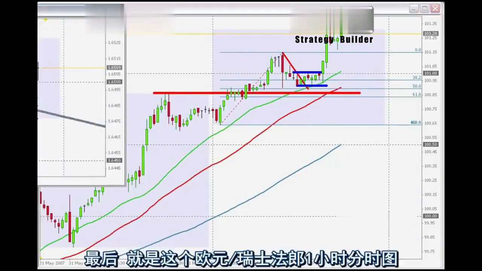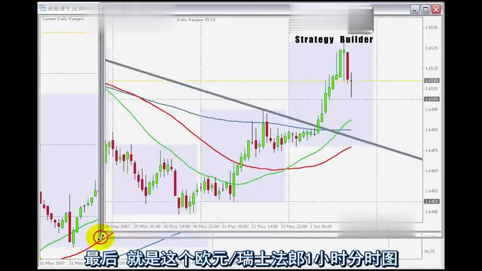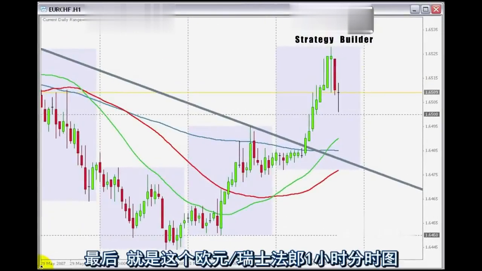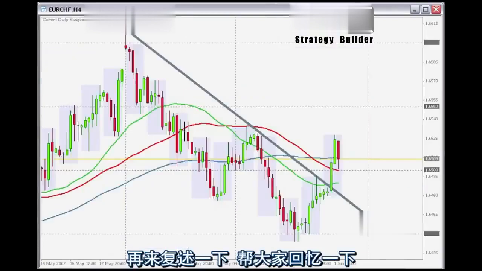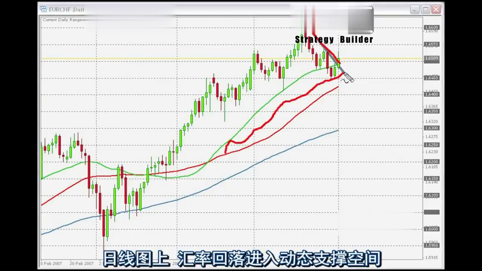And finally, the other chart I was following was the Euro CHF in the 1 hour time frame. Once again, let me recap so you guys remember. We had in the daily chart a retrace back to the dynamic area of support.